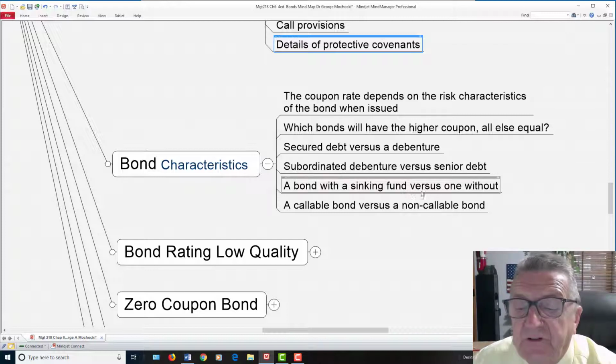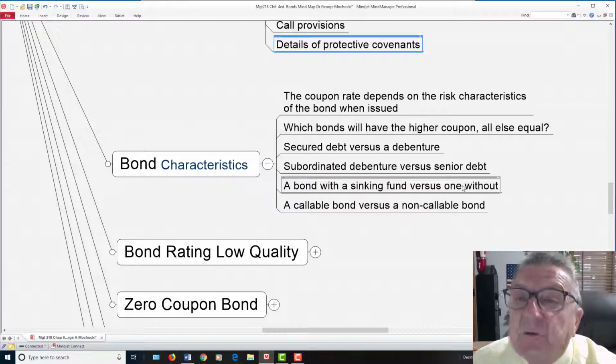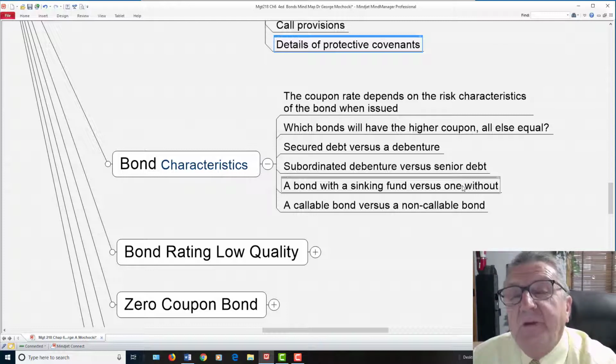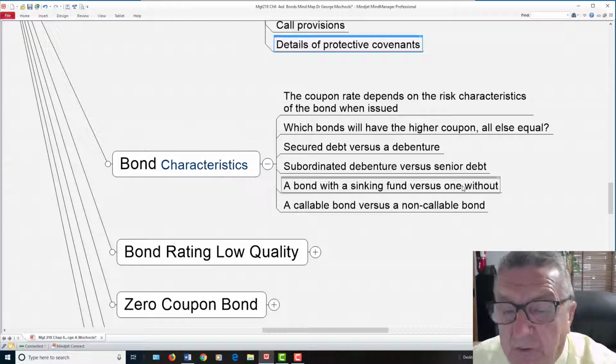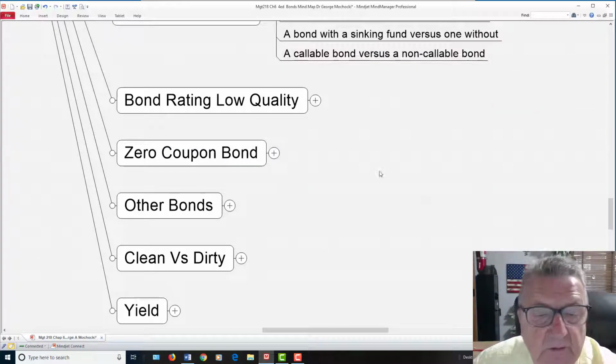A bond with a sinking fund versus without. A sinking fund bond basically means I'm always putting money away to pay my interest or what I owe. I don't have to have it. Some people put money away to pay their credit cards. Other people say, what the heck, when the bill comes, I'll pay it if I have the money. Callable bond versus non-callable: we talked a little bit about that already.